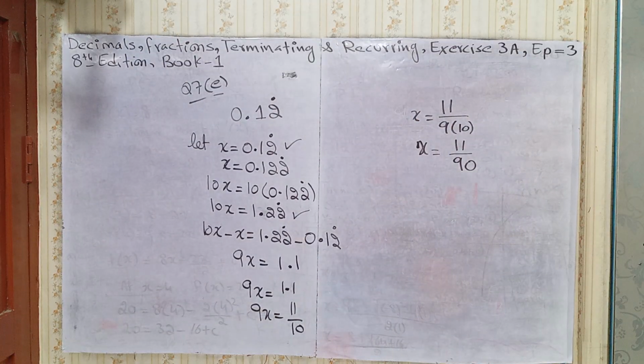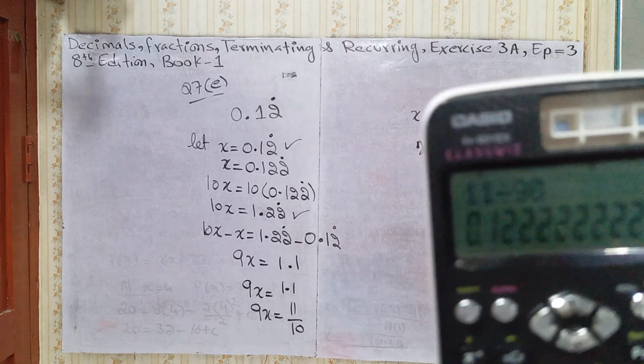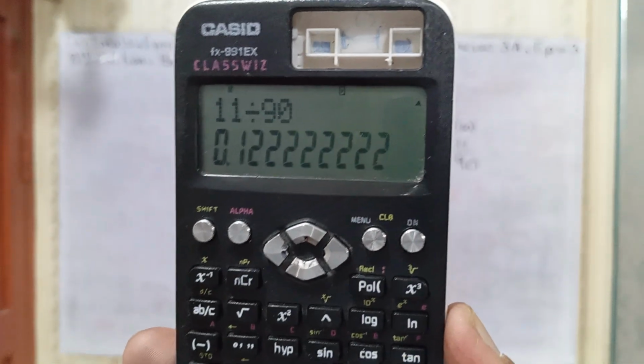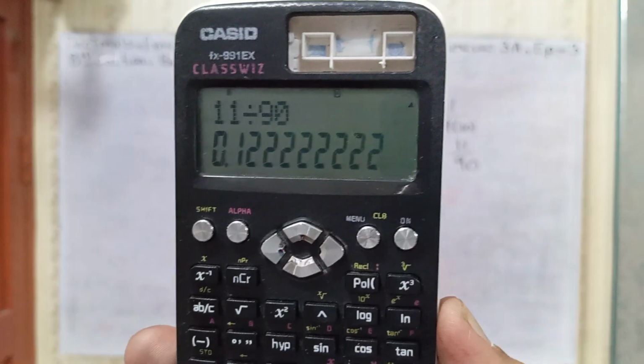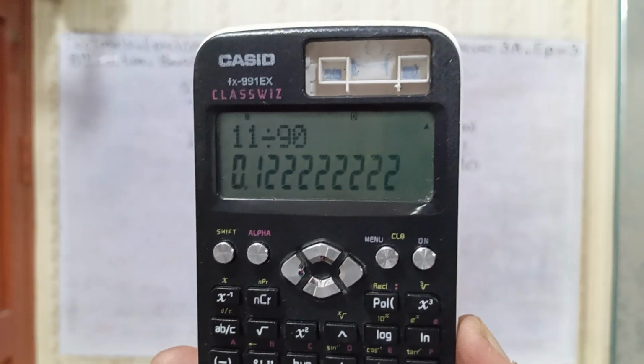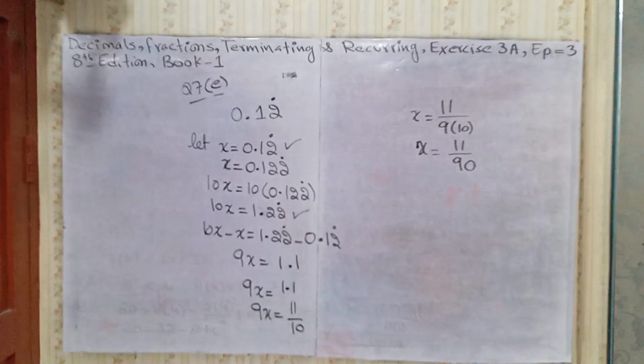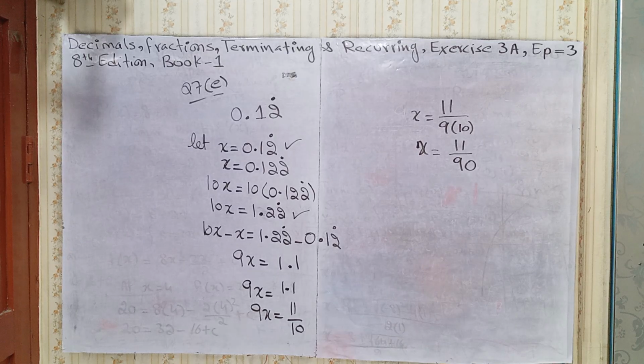To check if the answer is right, I'm going to use my calculator. On my calculator, I will write 11 divided by 90, and that is equal to 0.1222. Let me show you. 11 divided by 90, that is 0.1222. So this is how you will convert this recurring decimal fraction into a fraction. I hope you understand this.